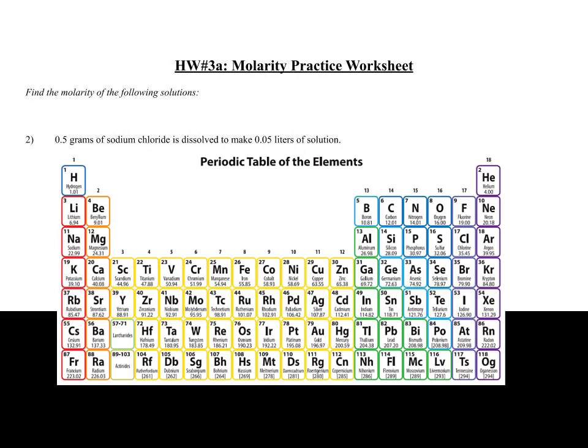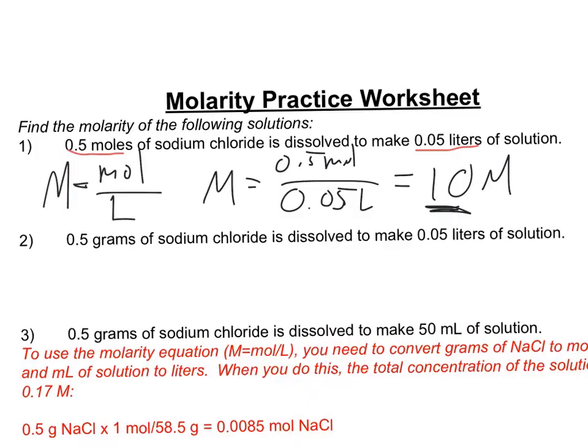So we're going to find the molarity of a solution using 0.5 grams of sodium chloride dissolved to make 0.05 liters of solution. Second one, slightly different question. 0.5 grams of sodium chloride in 0.05 liters. So the volume, the liters, is the same, but instead of giving us moles, they gave us grams.